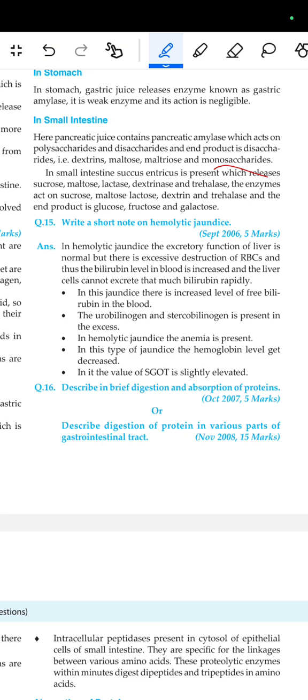In the small intestine, succus entericus is present which releases sucrase, maltase, lactase, dextrinase and trehalase. The enzymes act on the sucrose, maltose, lactose, dextrin and trehalose, and the end products are glucose, fructose and galactose.